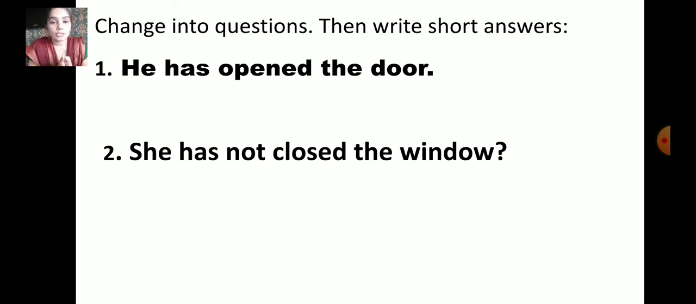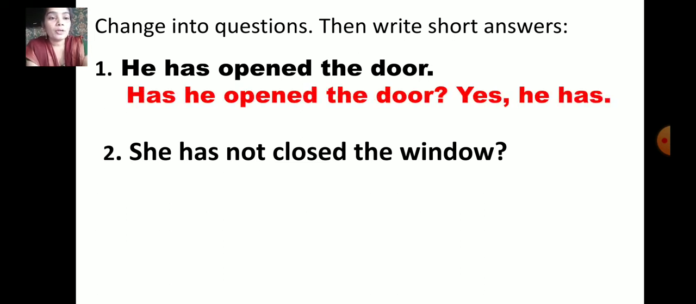So short answer means yes or no: yes, he has, or no, he has not. So when you see the word not, it is no. When there is no not, then it is yes. He has opened the door. So what is the question? What has he opened? Or you can say, has he opened the door?